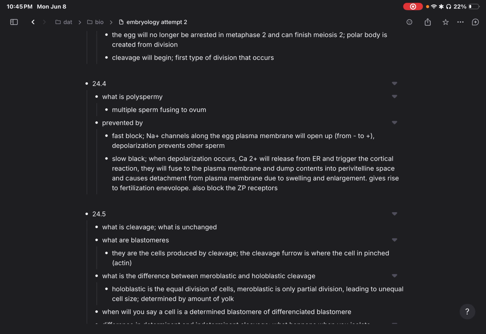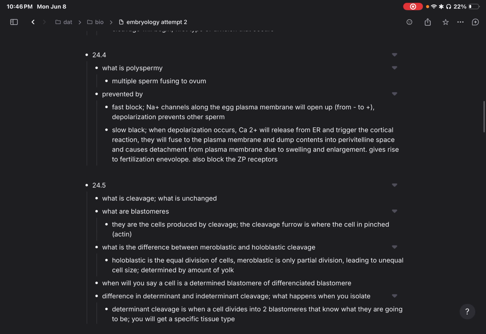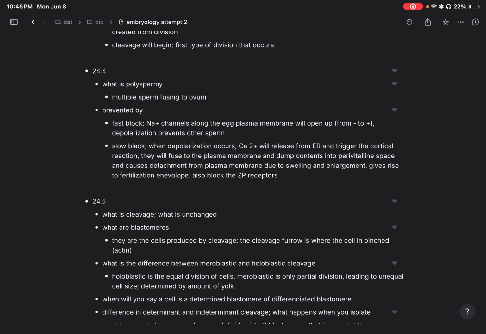So what is polyspermy? That's just multiple sperm fusing to the ovum. It's not good because you get too much DNA. So how is this prevented? There's 2 ways. There's the fast block. First, any Na plus channels along the egg plasma membrane will open up and depolarize the membrane. Similar to a neuron action potential, it will go from negative to positive. The egg is currently negative, but the Na plus channels going in will make the cell positive, and then that'll prevent other sperm from entering.